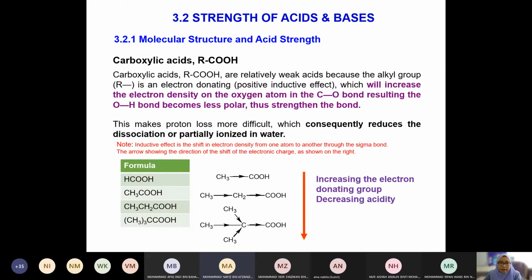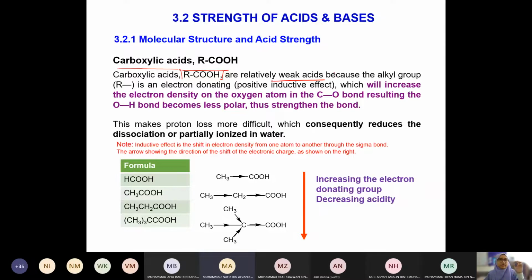Last but not least is carboxylic acid. Okay, carboxylic acid, or can be written as this. This is like the general chemical formula for carboxylic acid. Carboxylic acids are relatively weak acids.